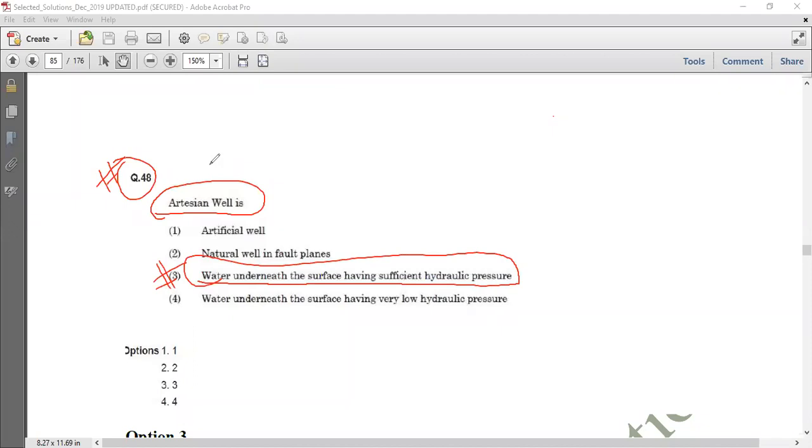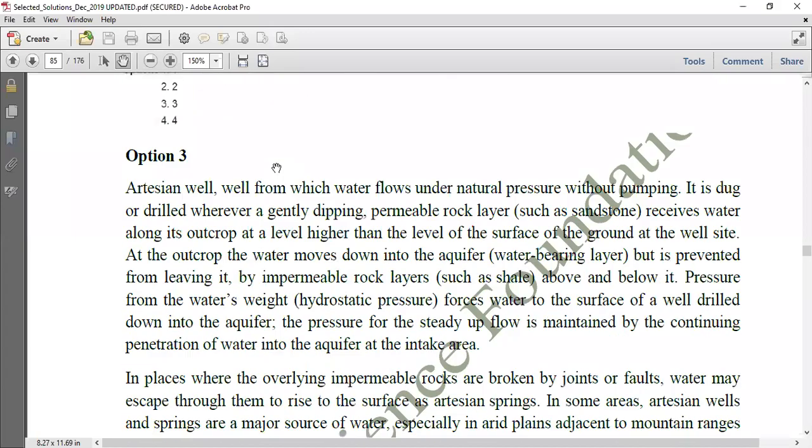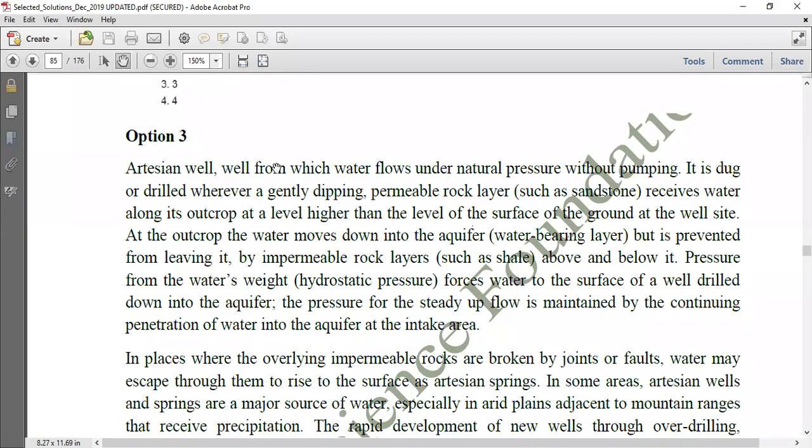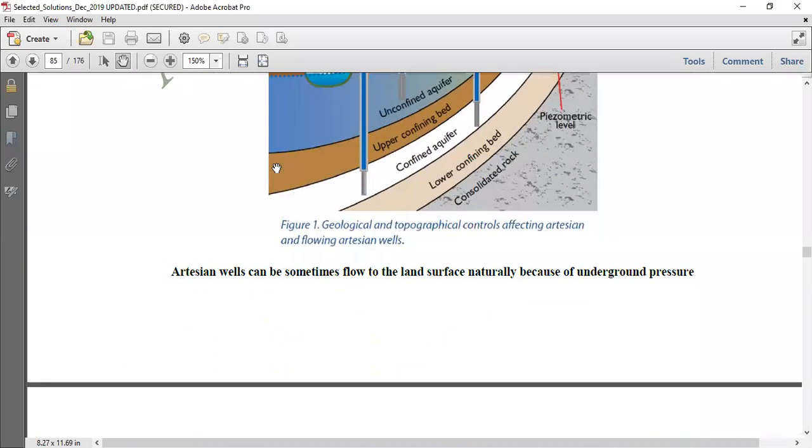We can see some of the literature if required. An artesian well is a well with water underneath the surface having sufficient hydraulic pressure. That is called an artesian well. It is basically from groundwater hydrology, as you know. So third is the correct answer for artesian well. You can see here we have shown the diagram of an artesian well.